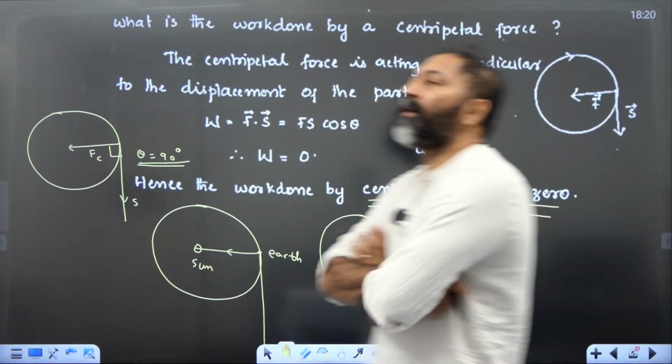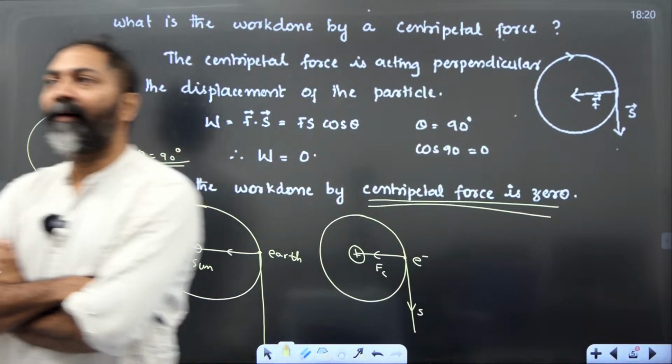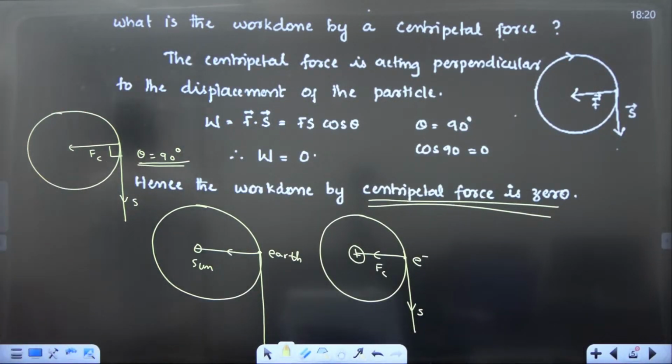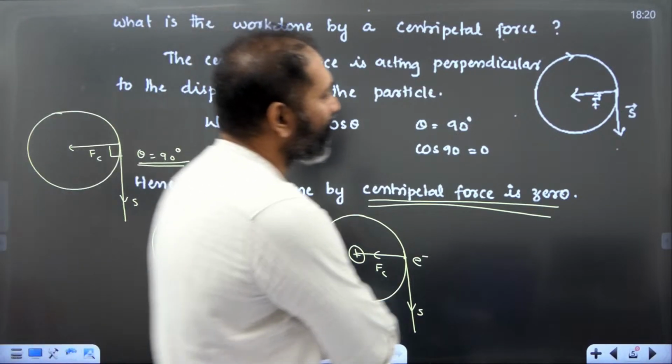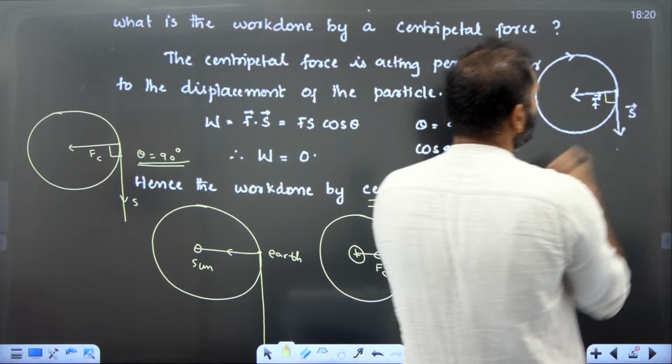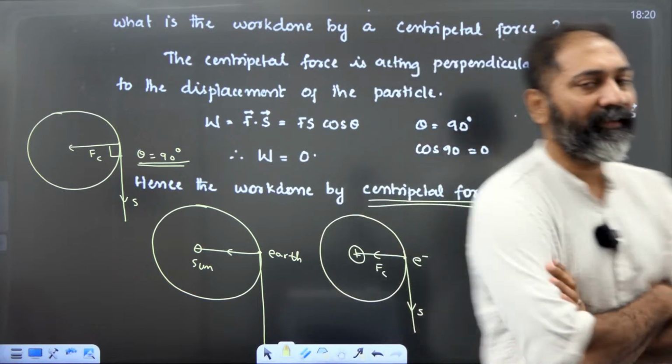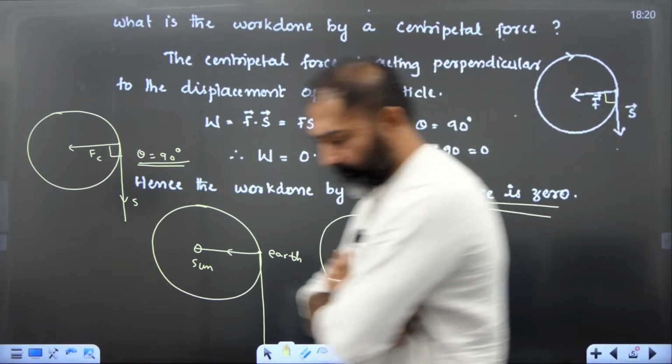So ഇലക്ട്രോണിന് ന്യൂക്ലിയസ് ചുറ്റും കറങ്ങാൻ വർക്ക് ഡൺ ആവശ്യമില്ല. എർത്തിന് സണ്ണിന് ചുറ്റും കറങ്ങാൻ വർക്ക് ഡൺ ആവശ്യമില്ല. മൂണിന് എർത്തിന് ചുറ്റും കറങ്ങാനും വർക്ക് ഡൺ ആവശ്യമില്ല. എന്താ കാരണം? ഇവിടെ ഒക്കെ ഫോഴ്സും ഡിസ്പ്ലേസ്മെന്റും തമ്മിലുള്ള ആംഗിൾ എത്രയാ? 90. കോസ് 90 എത്രയാ? 0. അപ്പോൾ വർക്ക് ഡൺ എത്രയാ? 0.